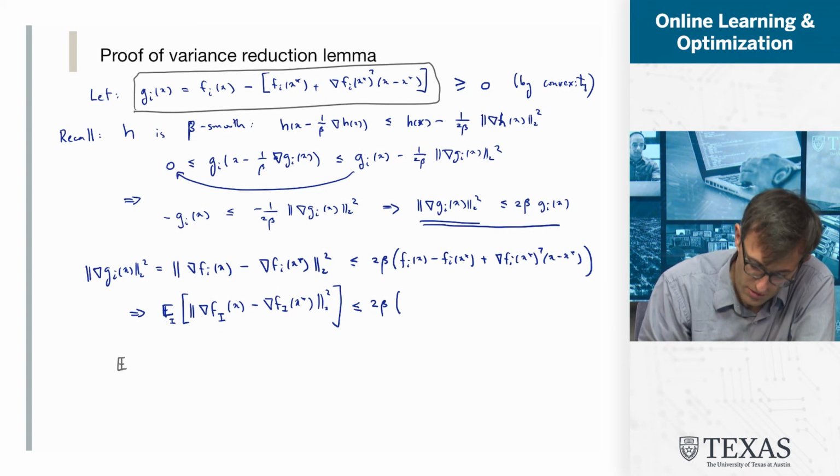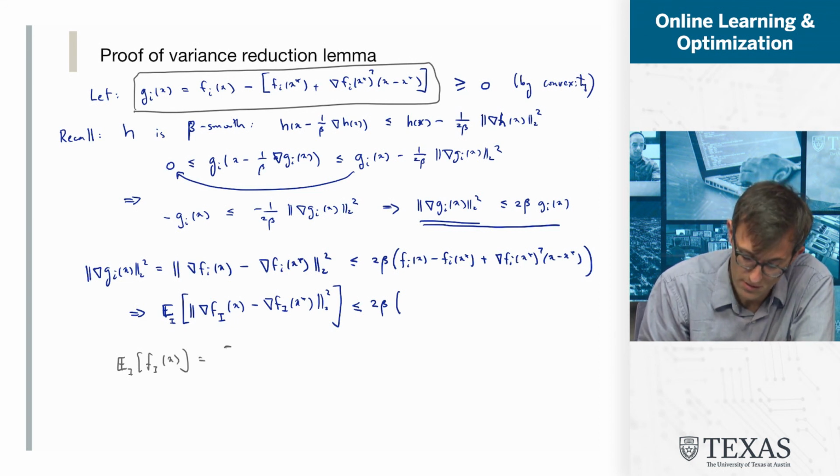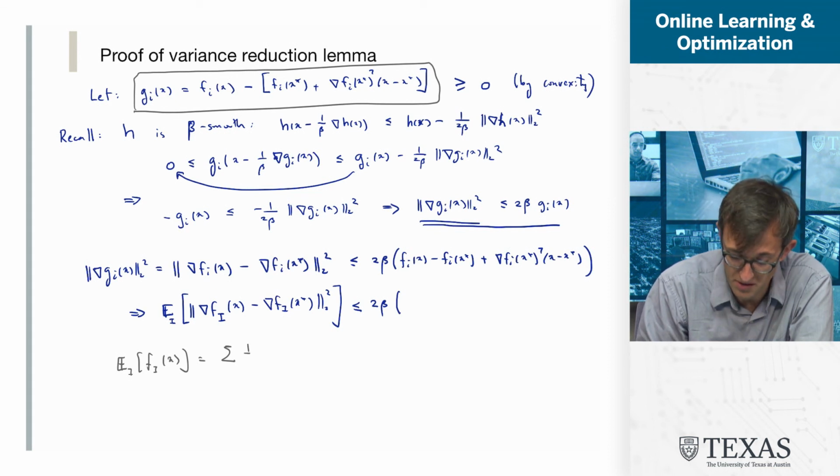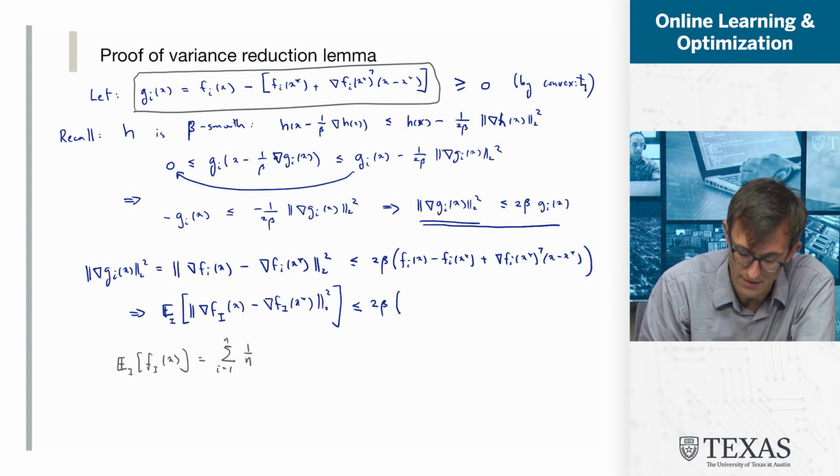The expectation over I of f_I of x is just equal to the sum of possible outcomes I could take times the probability of those outcomes. The probability that I takes any of the individual values from 1 to n is 1 over n, and the value it could take is f_i. So this is just f. Okay, just a little reminder.